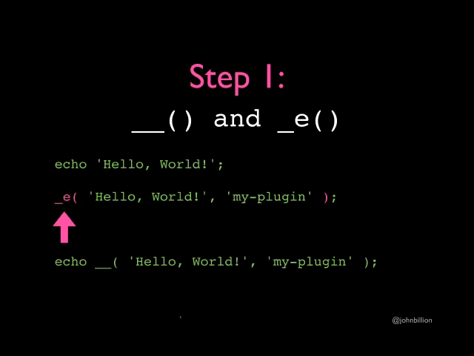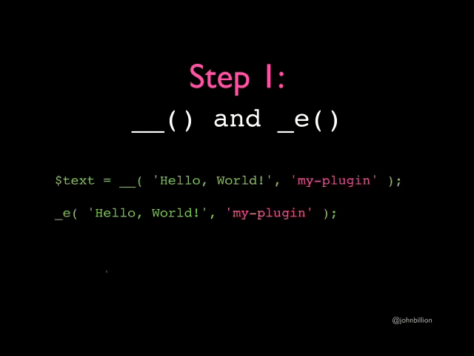The underscore E function is just a helper function. It's just a wrapper for echo double underscore. So instead of returning the translated string, it will echo it out. If you look in the core of WordPress, you'll see these double underscore and underscore E functions all over the place. They're the cornerstone of internationalizing WordPress or a WordPress plugin or theme.